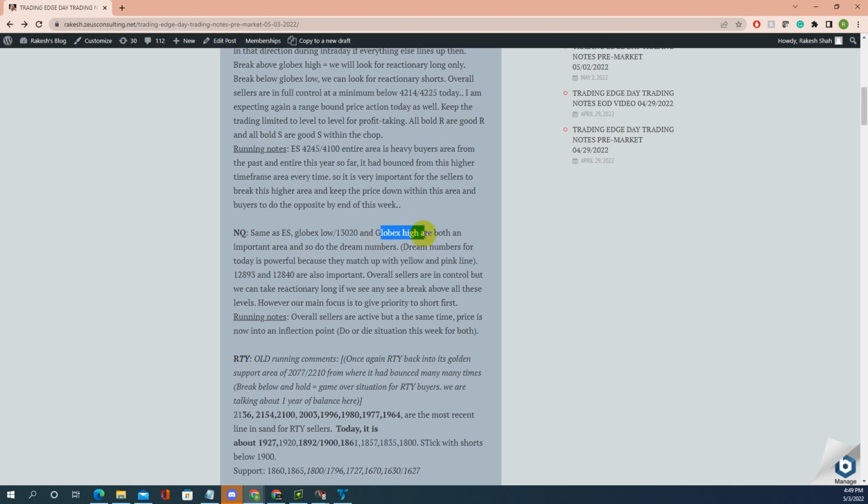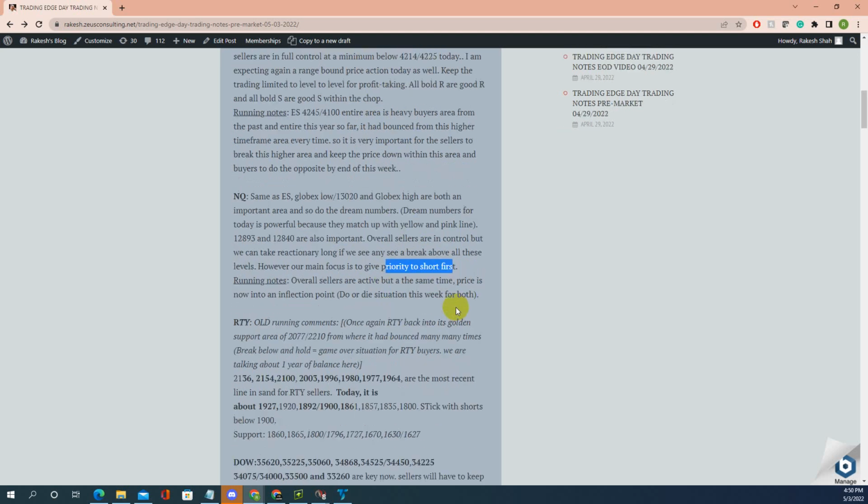Also at Globex high, there was a trade at 1:48 p.m. when I shorted ES. I shorted that ES trade based off NQ. Instead of taking a trade in NQ, I took a trade in ES, and I'll show you. Overall sellers are in control, but we can take a reactionary long if we see any break above all these levels. However, the main focus is to give priority to the short first.